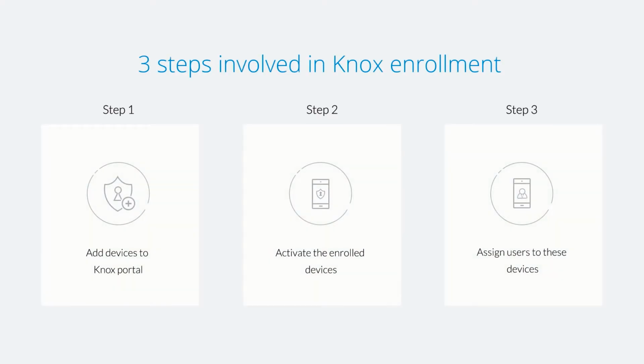There are three steps involved in Samsung Knox enrollment. Firstly, add devices to the Samsung Knox portal. Next, you need to activate the enrolled devices. Finally, you need to assign users to these devices to complete enrollment.